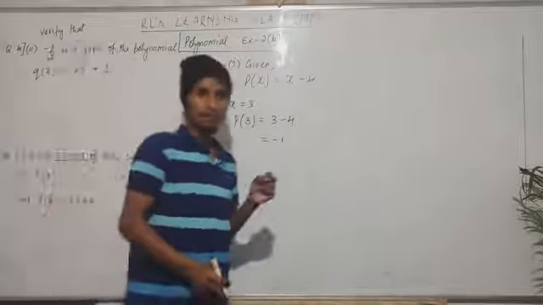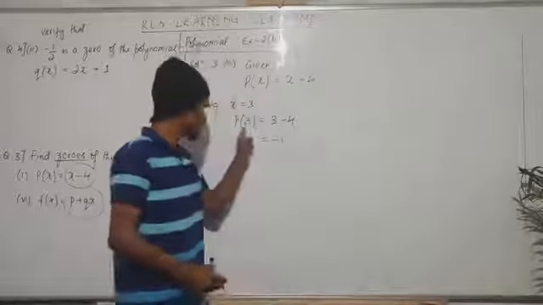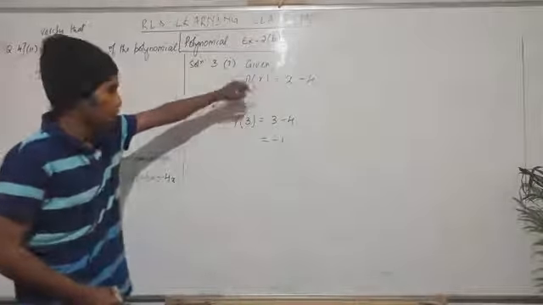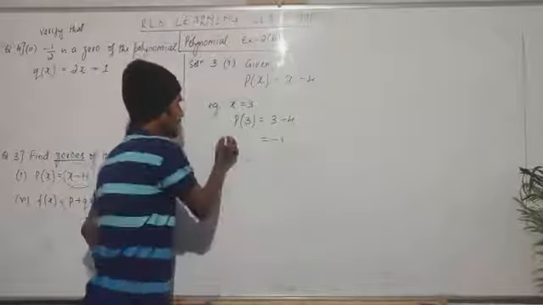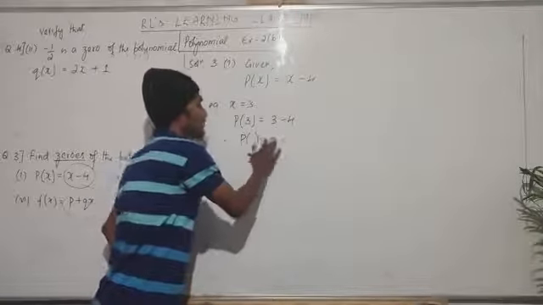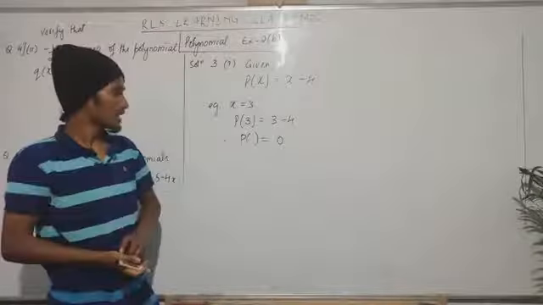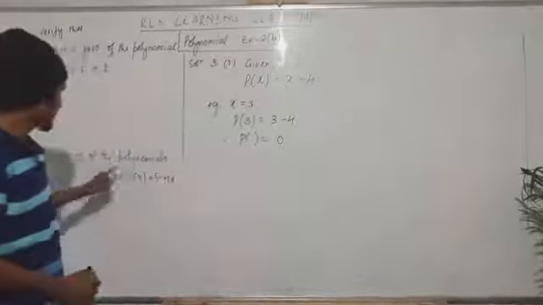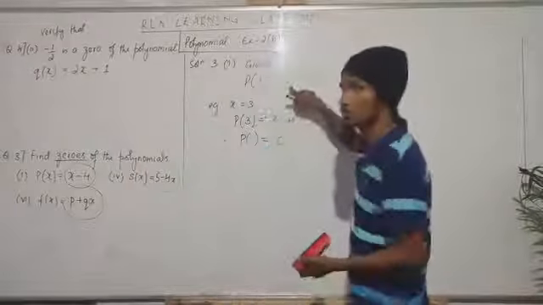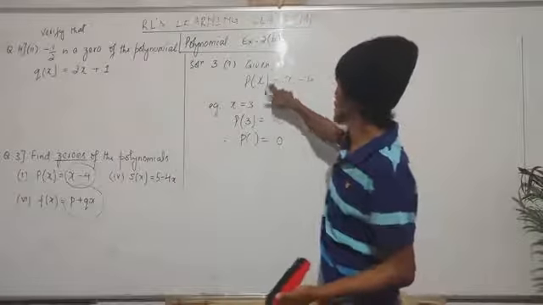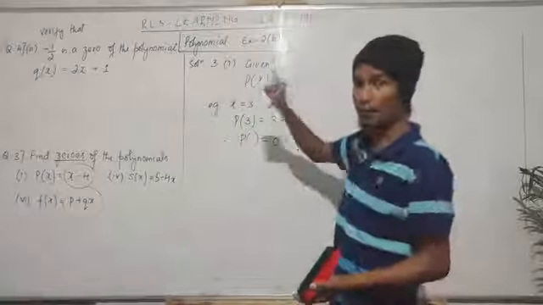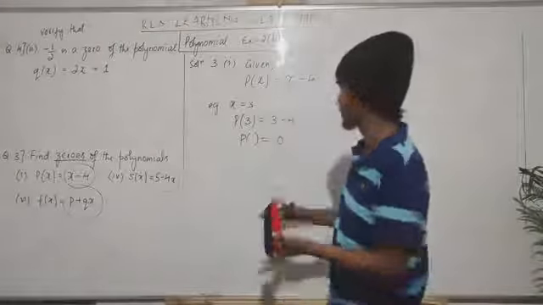If you don't get 0, then that value, this 3 here, is not a zero of this polynomial. Once we put in a value and get P of that value equal to 0, only then is it a zero of the polynomial. So what value do I have to put here so that P of x will be 0? If I put 4, then 4 minus 4 will be 0. Then 4 will be the zero of this equation.